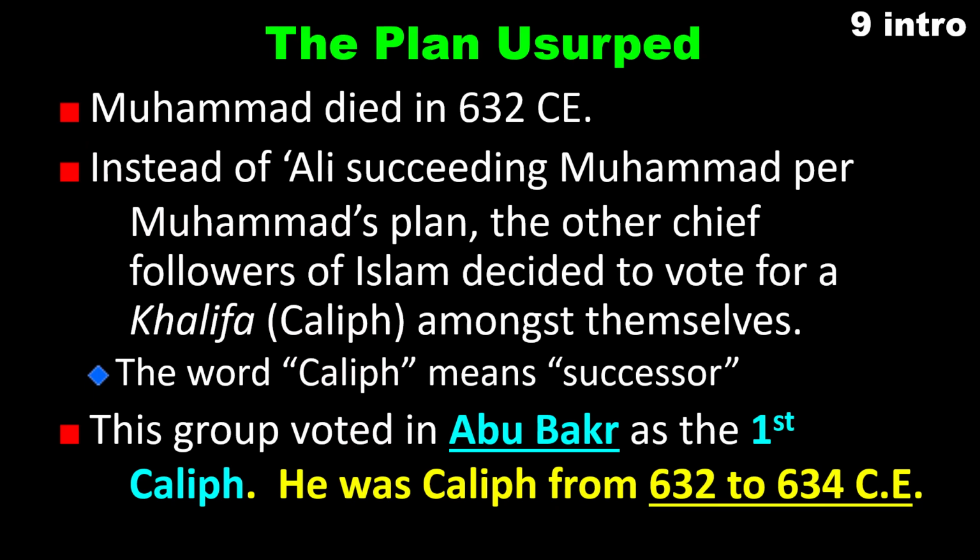This group voted in Abu Bakr as the first caliph. He was caliph for only 2 years, from 632 to 634 Common Era. Note that followers of the Sunni branch of Islam disagree with this version, as will be explained shortly.